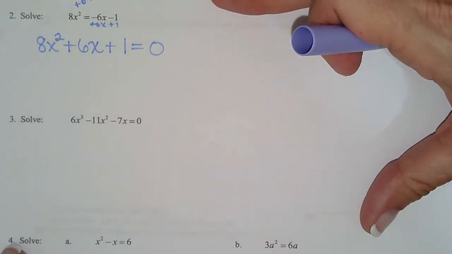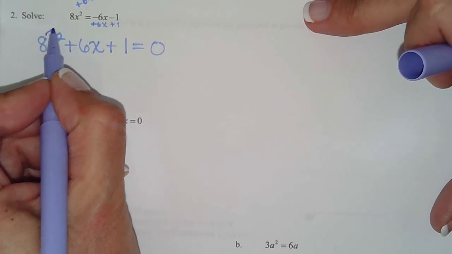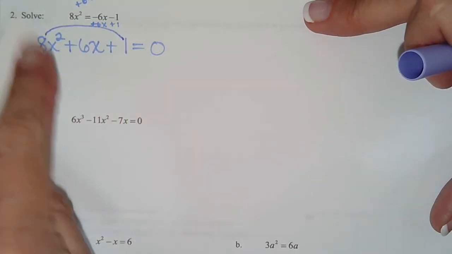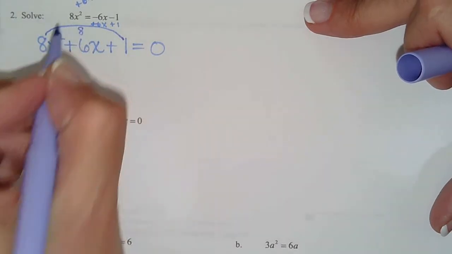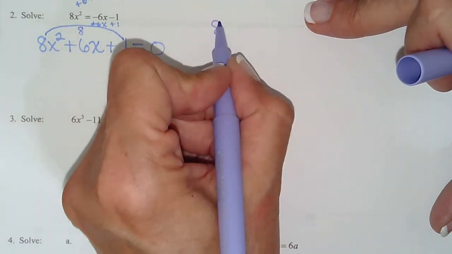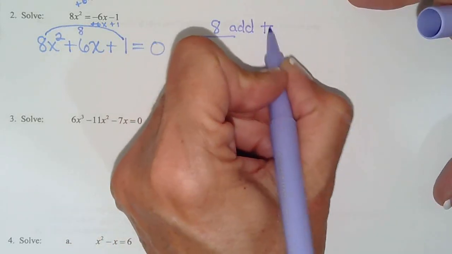And we factored one like this earlier in, I think, 4.6. So we're looking for, there's no GCF, so we're looking for factors of 8 that add to 6. And we'll finish this in the next video.